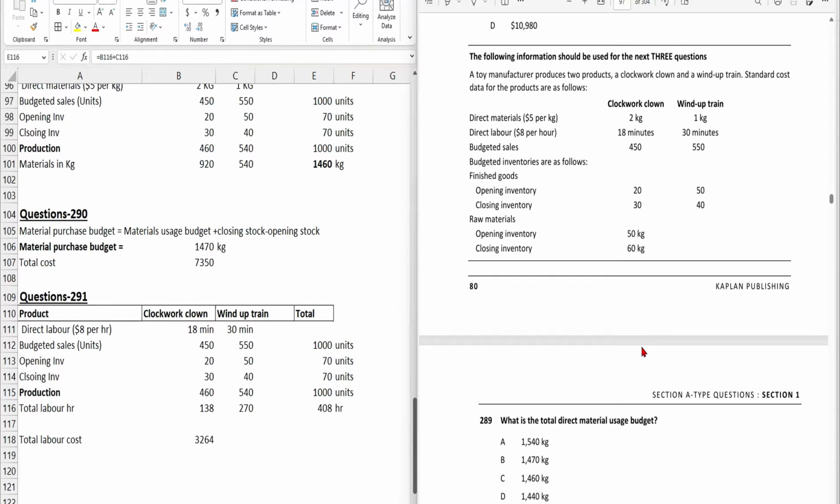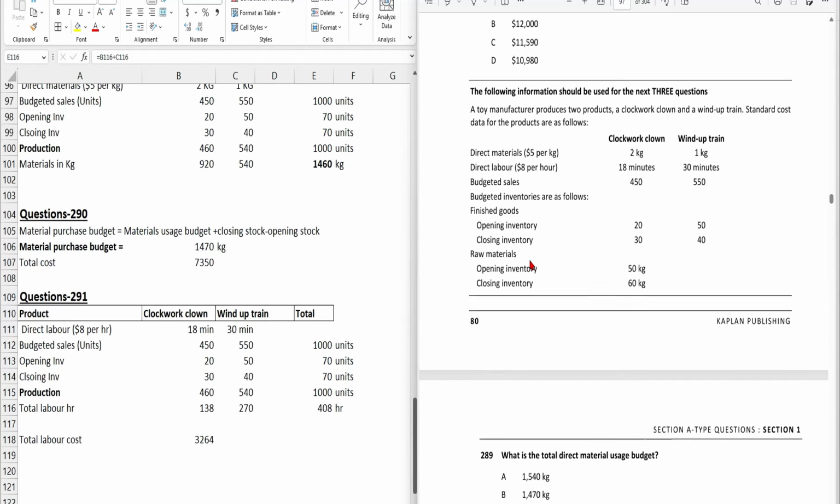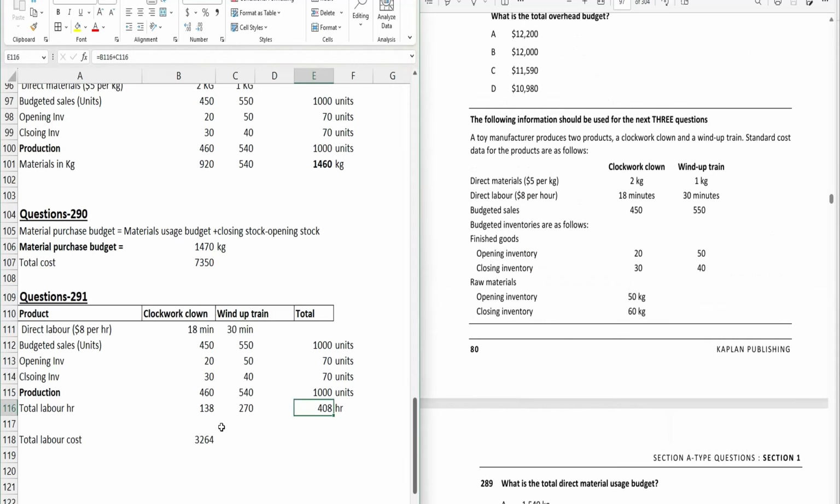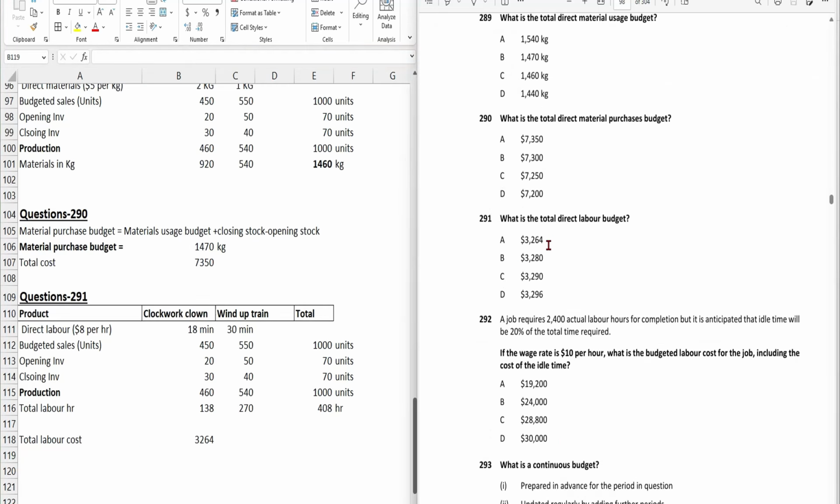But the question is asking in terms of monetary value, not in terms of hours. So that means we need to multiply with the labor rate, which is 8 in our case. Multiplying that, it will give us labor cost of 3264. And yes, we have an option.